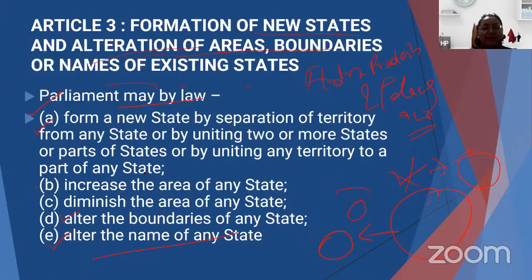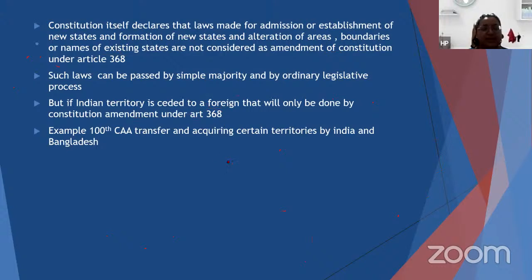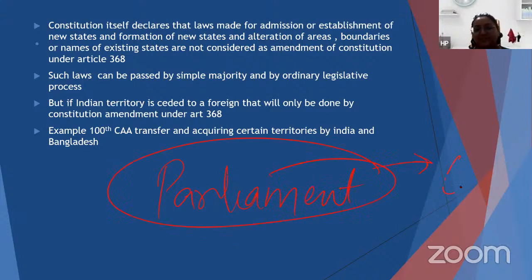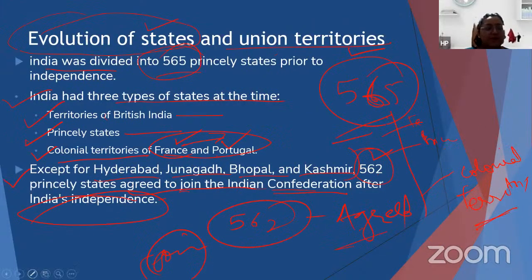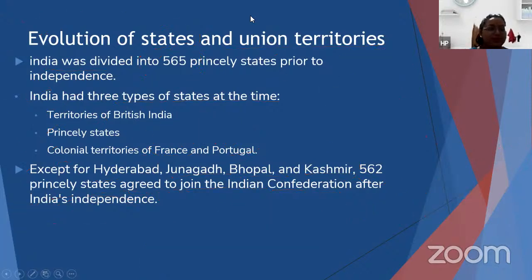And who has the power of all these? Who can change the name of the state and who can alter the boundary? Only Parliament has the power. Okay. Where is Parliament getting this power from? From the constitution. The constitution confers the power on the parliament. Okay. Now we have read, apart from this, about the evolution of states and union territories.